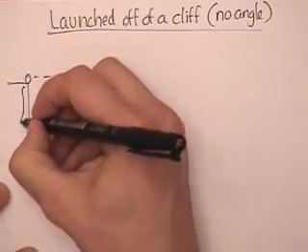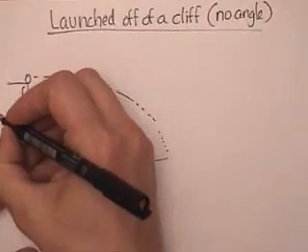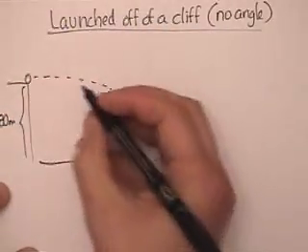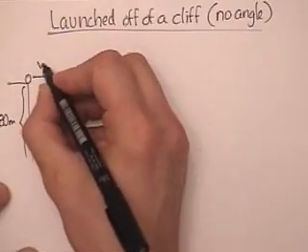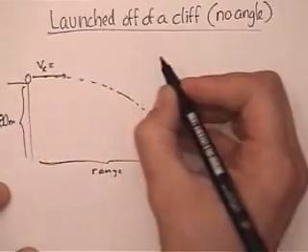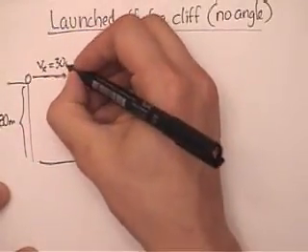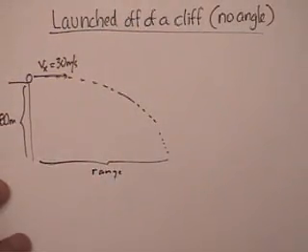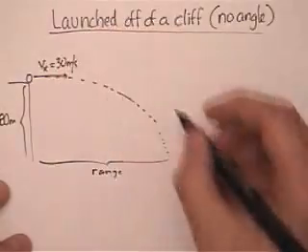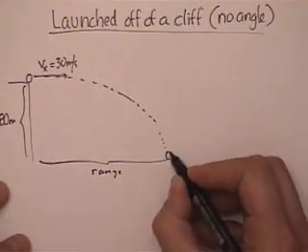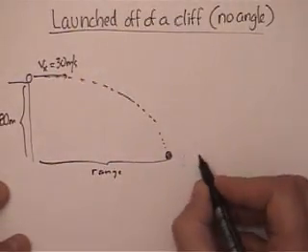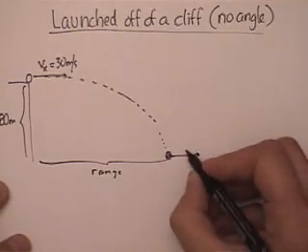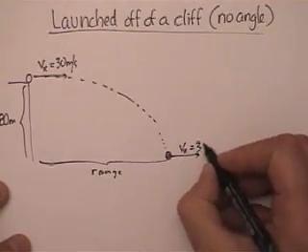I'm going to tell you that the height of the cliff is going to be 80 meters, and that your initial velocity, or your velocity in general in the x direction, is 30 meters per second. Okay, that's what you know. Well, I guess you know a few things. If we draw the object at its bottom portion here, we know that it still has an x velocity of 30 meters per second.